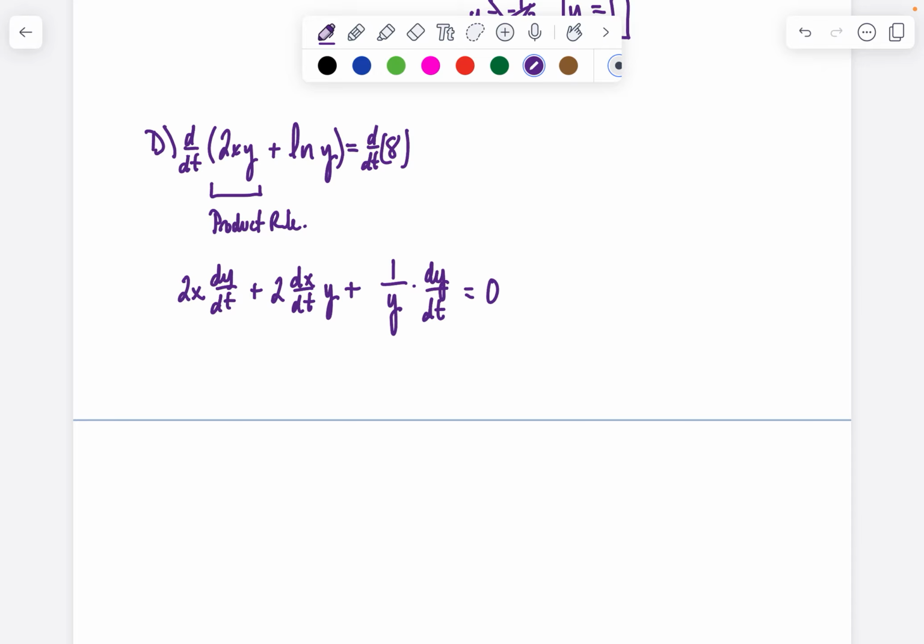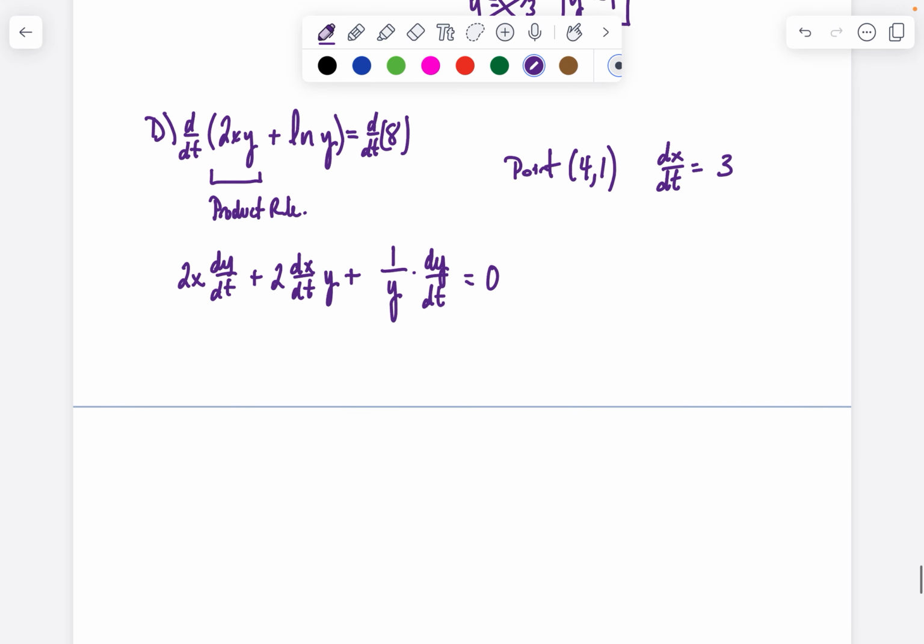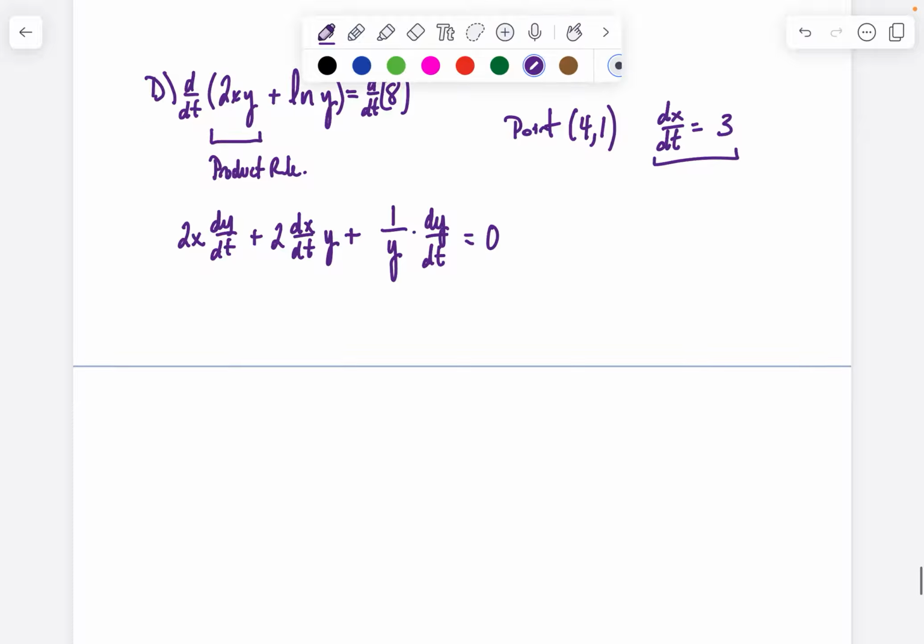So now we just need to plug in everything we know. They gave us that at the moment it was going through the point 4,1, and they told us that dx dt was 3, right? One thing to pay attention to is sometimes rather than just giving you the number, it might say that it's moving horizontally, or it's increasing at a rate or decreasing at a rate. So you have to pay attention to, if it's decreasing, then you would have needed to plug in a negative there.